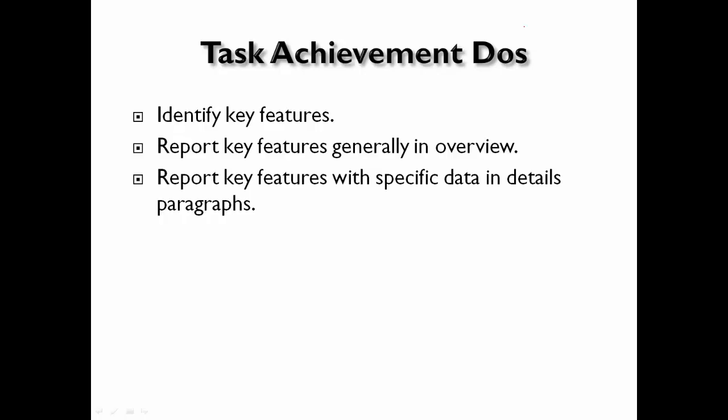Then you report the key features with specific data in the details paragraph. So we have a paragraph for our overview, and then we skip a line and we start a new paragraph. And you write 1 or 2 paragraphs where you report the data. And the data has to be accurate, and it has to support your key features. And you must write over 150 words. So not just under or not around 150 words, it must be over. If you don't go over 150 words, you can't get above a band 5 for task achievement.